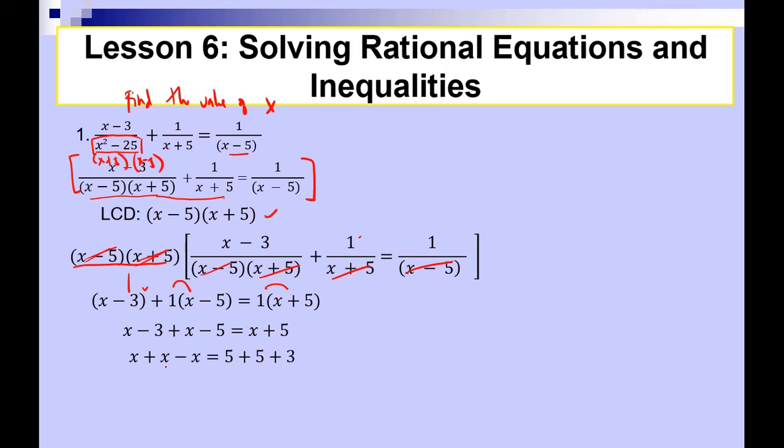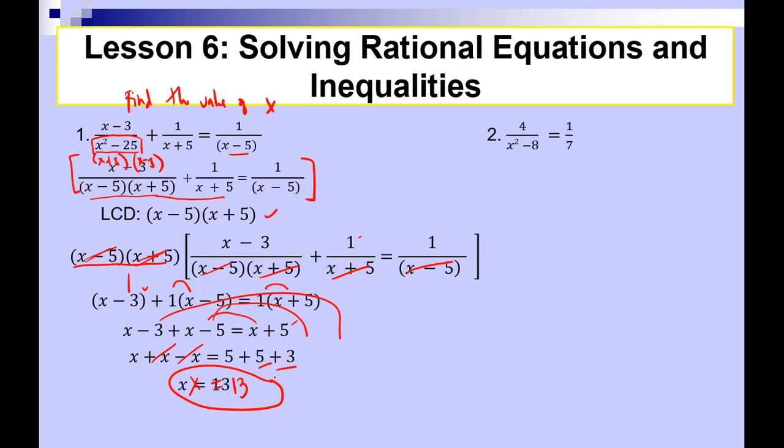So x plus x, and then transpose minus x is equal to 5. Transpose nato ng 5 magiging plus 5, and then transpose nato ng negative 3 magiging positive 3. So, cancel ni siya. X minus x, that is 0. So, x na lang ang mabilin. And then, 5 plus 5 plus 3, that is 13. So, x is equal to 13.